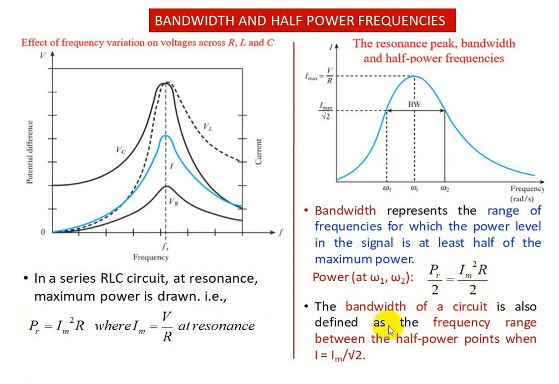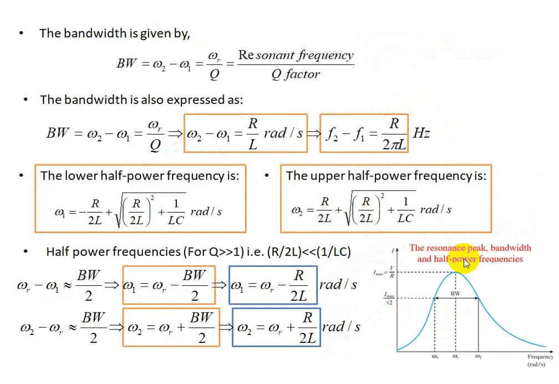The bandwidth of the circuit is also defined as the frequency range between the half power points when I is equal to Im by root 2. So these two are the points where current is equal to Im by root 2. The frequencies that fall between these two frequencies, omega 1 and omega 2, are called bandwidth. So the bandwidth is given by omega 2 minus omega 1, which will be equal to the resonant frequency divided by the Q factor, that is omega R by Q.